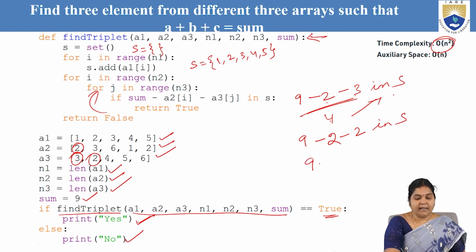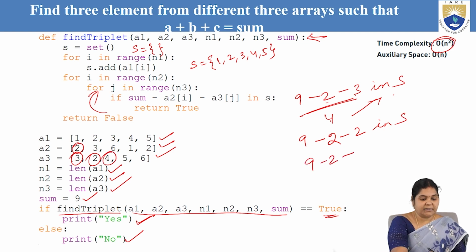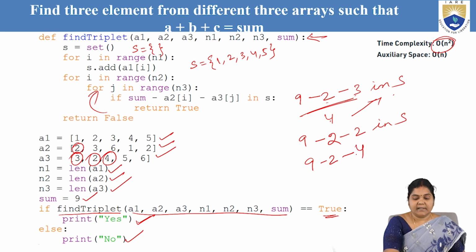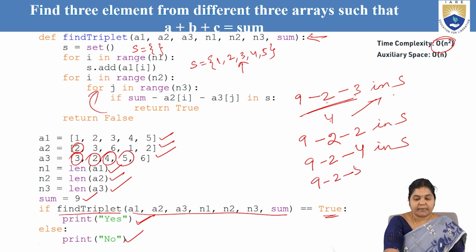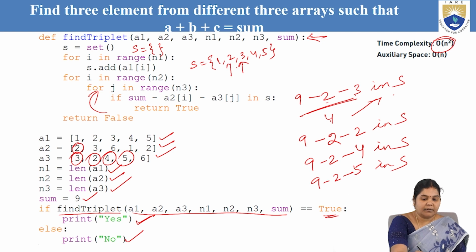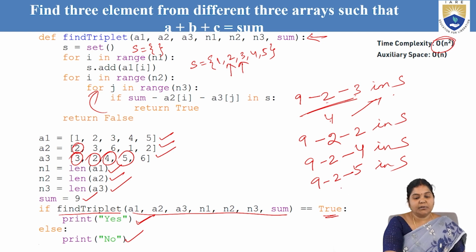Right. Next time, 9 minus 2 is common. So next time the value is 4. 9 minus 2 minus 4 is 3. Okay, 2, 4 and 3 is also a triplet. It is in s. Yes, it is in s. So this is also true. Next time, 9 minus 2 minus the next element, which is 5, is 2. Is it in s? Yes, it is there. Like that, it is going to find the triplets by running this particular logic.